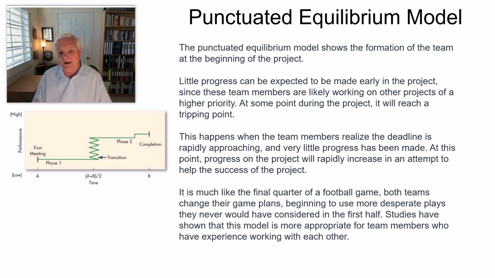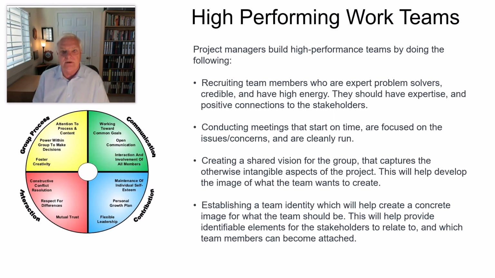It's much like the final quarter of a football game. Both teams change their game plans, beginning to use more desperate plays that they would never have considered in the first half, but in the second half, to win the game, they're willing to go there. So remember that. This is called the punctuated equilibrium model. It anticipates that you're not going to be as effective or efficient in what we show here as phase 1 versus phase 2 as you're trying to get closer to completion. Now, previously I was talking about high-performing teams, so let's just talk about that for a second.